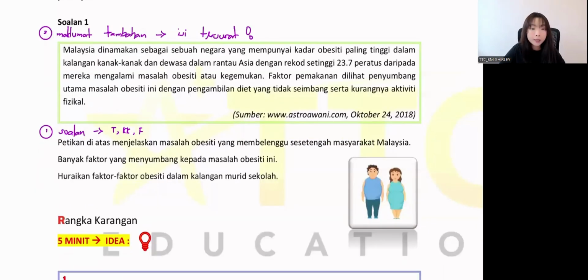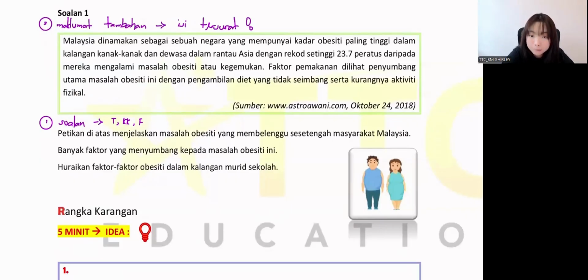So basically the first one. Petikan di atas menjelaskan masalah obesity yang membelenggu. Membelenggu, belenggu, it means a handcuff. You know, like the handcuff of the police. So membelenggu means like mengganggu, or maybe not to say mencetuskan, but it will be some issues that are bothering you. Okay, so membelenggu is like bothering. Sesetengah masyarakat Malaysia. Banyak faktor yang menyumbang kepada masalah obesity ini. Huraikan faktor-faktor obesity dalam kalangan murid sekolah.